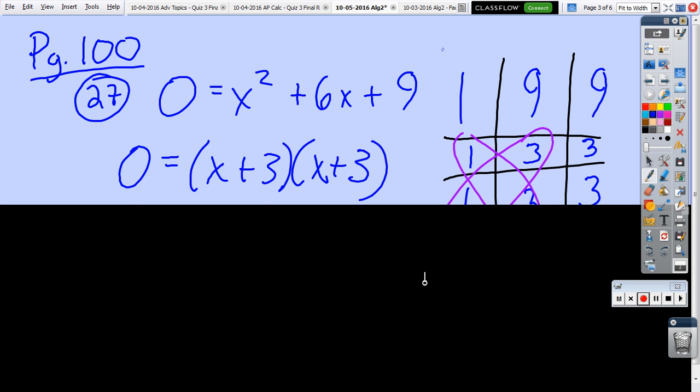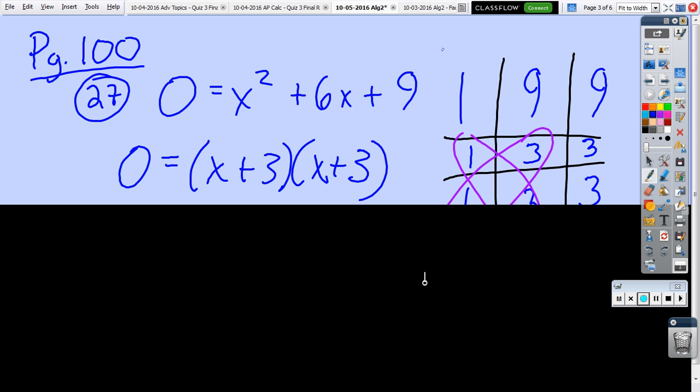Yes? We're solving for x. Yes, solving for x. So we have 0 equals x plus 3 times x plus 3. I recommend you guys check this, maybe FOIL it to make sure you did it right. You FOIL this, x squared plus 3x plus 3x plus 9. 3x and 3x makes 6x as a sum. So you know you did it right.